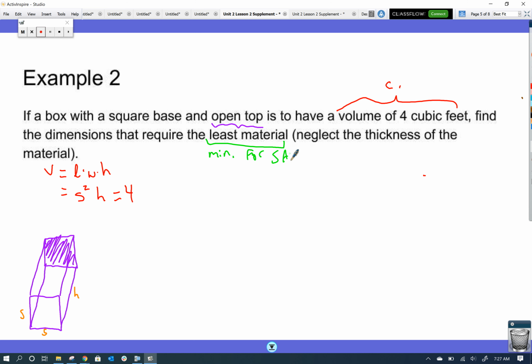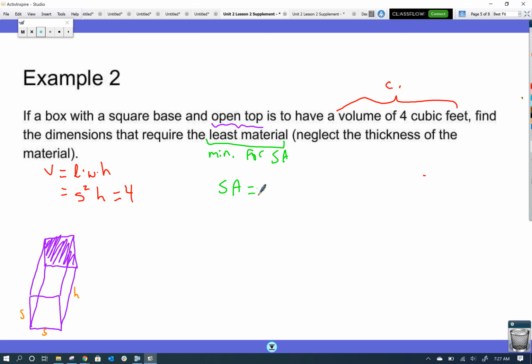Surface area is not a formula, folks. I mean, there is a formula for it, but the whole point of this lesson is about modeling. We want to construct an equation, a function that is the same idea as this picture. We want to re-represent a box with an open top, but with functions. So how do we do that? Let's start writing surface area.